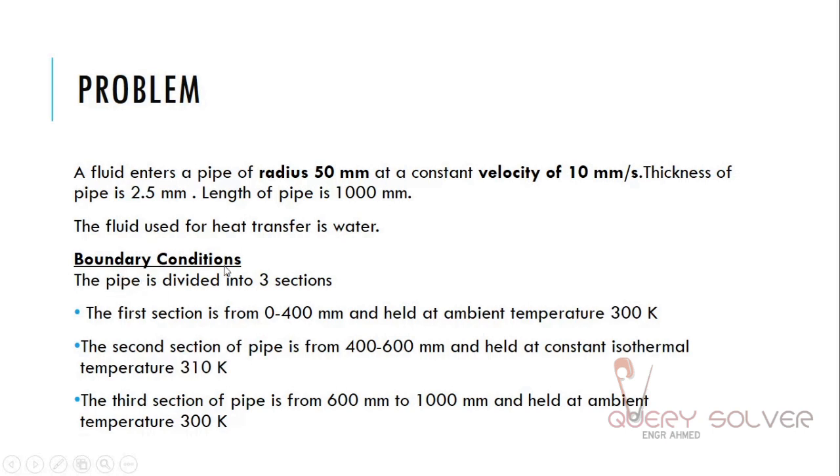Boundary conditions. The pipe is divided into three sections. The first section is from 0 to 400 mm and held at ambient temperature 300 K. The second section of the pipe is from 400 to 600 mm and held at constant isothermal temperature 310 K. The third section of the pipe is from 600 mm to 1000 mm and held at ambient temperature 300 K.